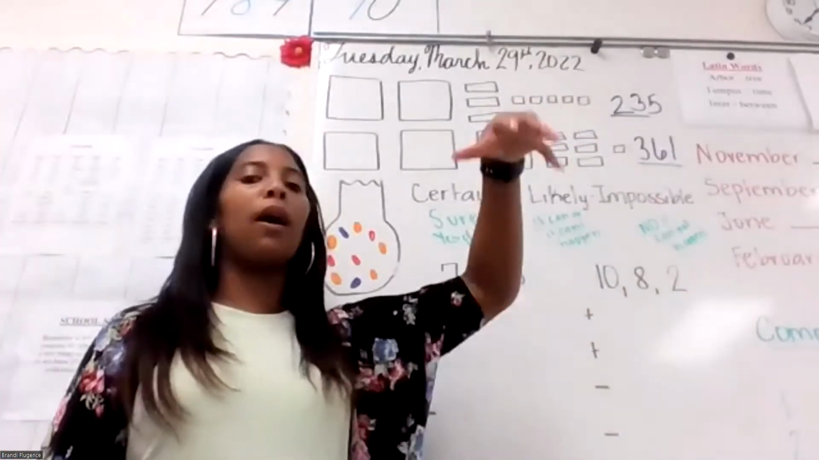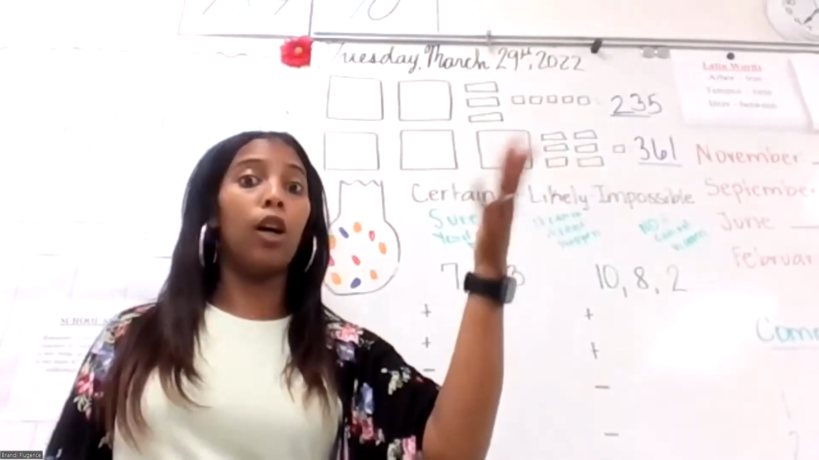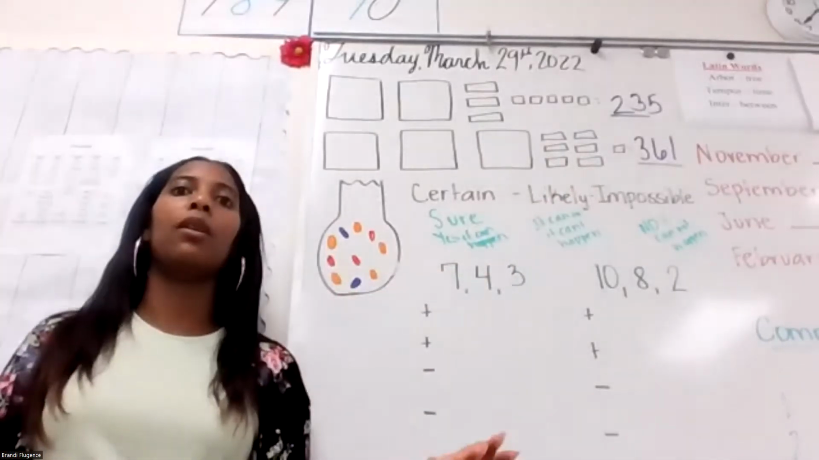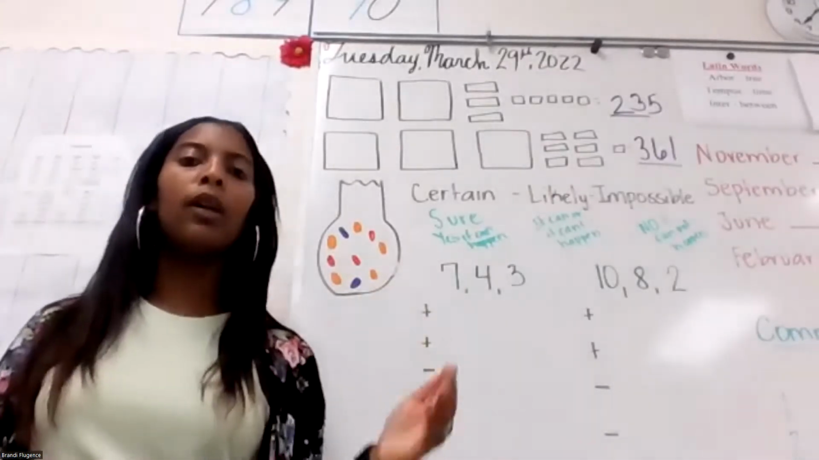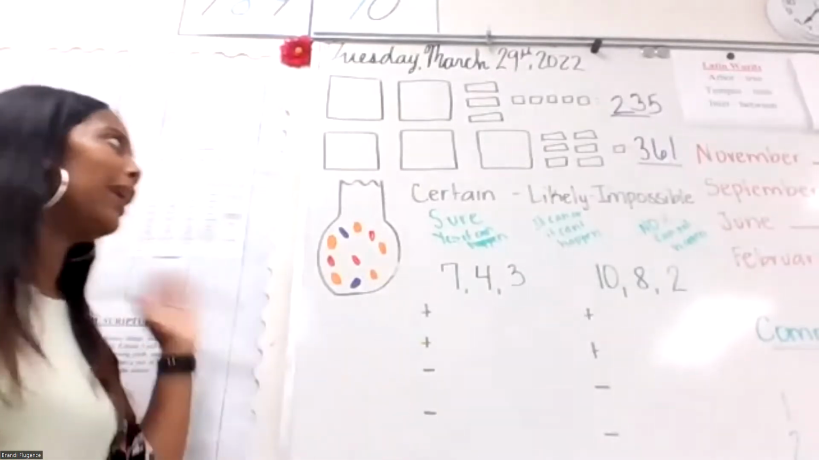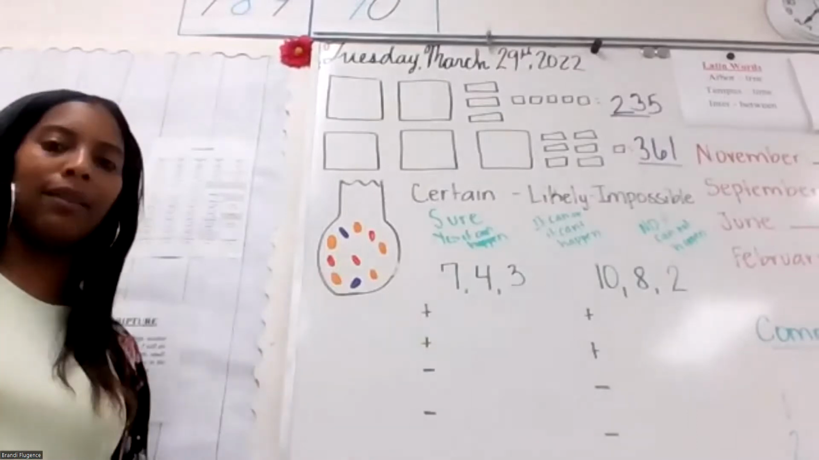Now, if I put my hand in my bag, what would it be impossible to pull out? A green. There is no green in here. What other color would it be impossible to pull out? Blue. Pink. It is impossible for me to pull out any of those colors. Impossible means it cannot happen, which is true. I can't pull out a blue or green. I don't have that in there.